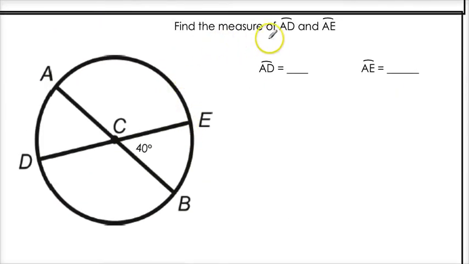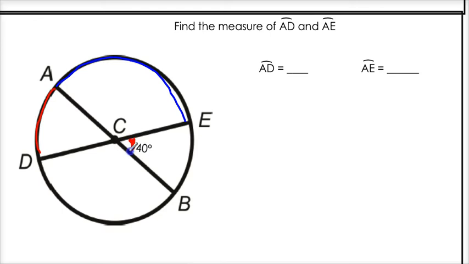Okay, final part. Let's keep going. We're going to find the measure of arc AD, which is right here, and arc AE, which is right over here. Now this one's a good challenge for us. I like it. Let's look at this problem. What we know is that this angle right here is 40 degrees, but we want to find this arc.